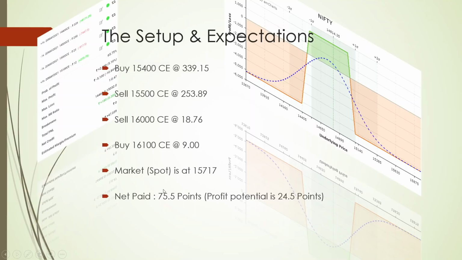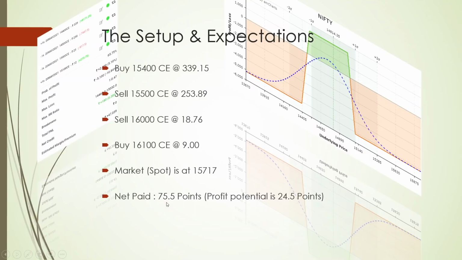So we will be paying a lot of points, but the POP will be much higher for this, because right now the market is at 15,717. Market going up by 400 points and going down by another 300 plus points is highly unlikely, with the VIX hovering around 15-16. Means not any big move expected in the market. So what we are going to do is take a very conservative condor, and let's see how it pans out during the week.